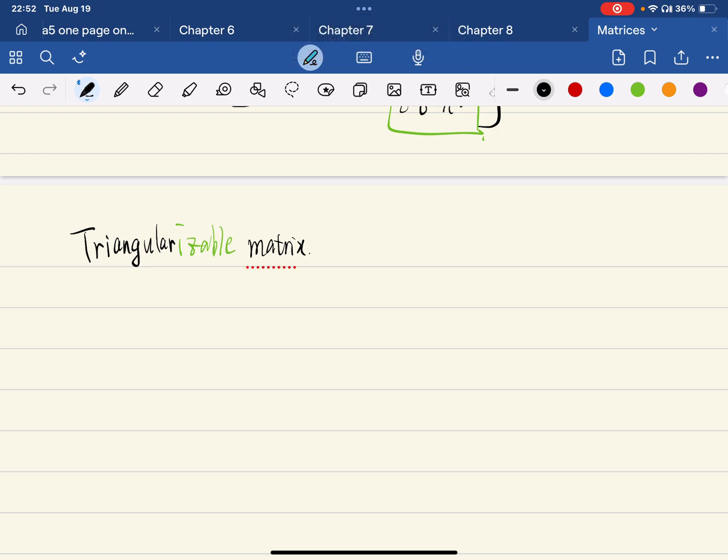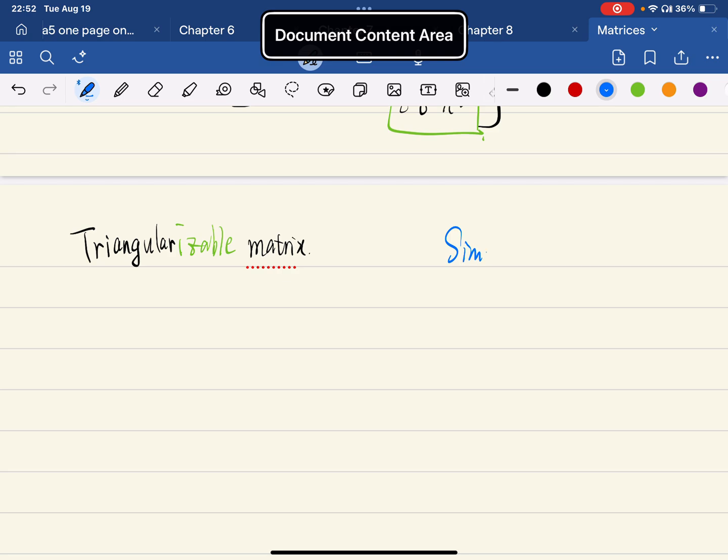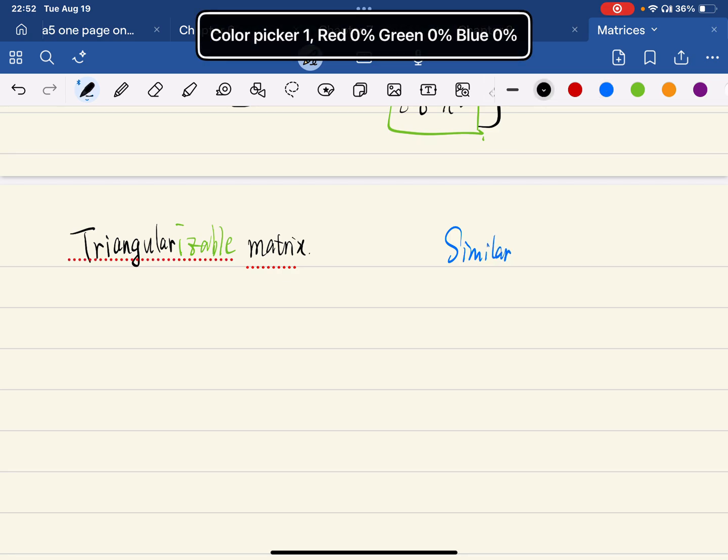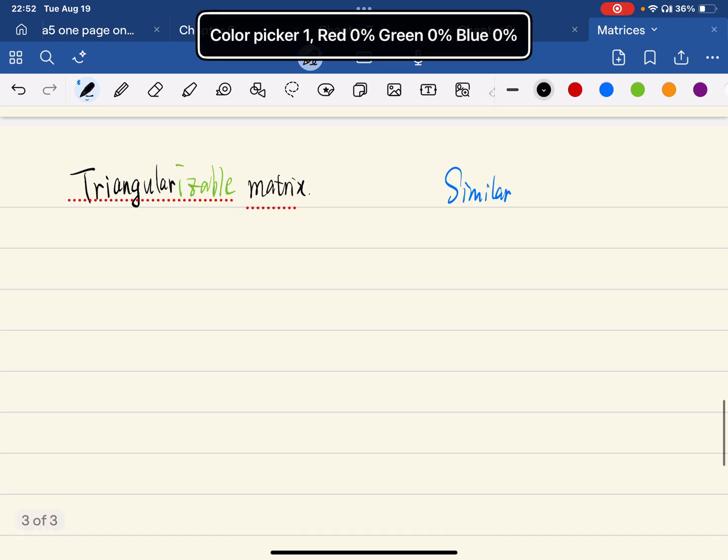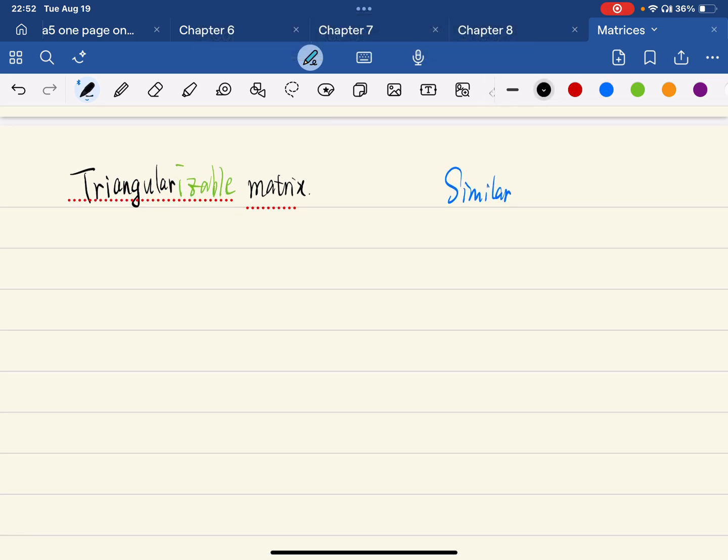We know that a triangularizable matrix is similar. Okay, this word is important. Similar to a triangular matrix. So what does similar mean? How does the similarity tell us?